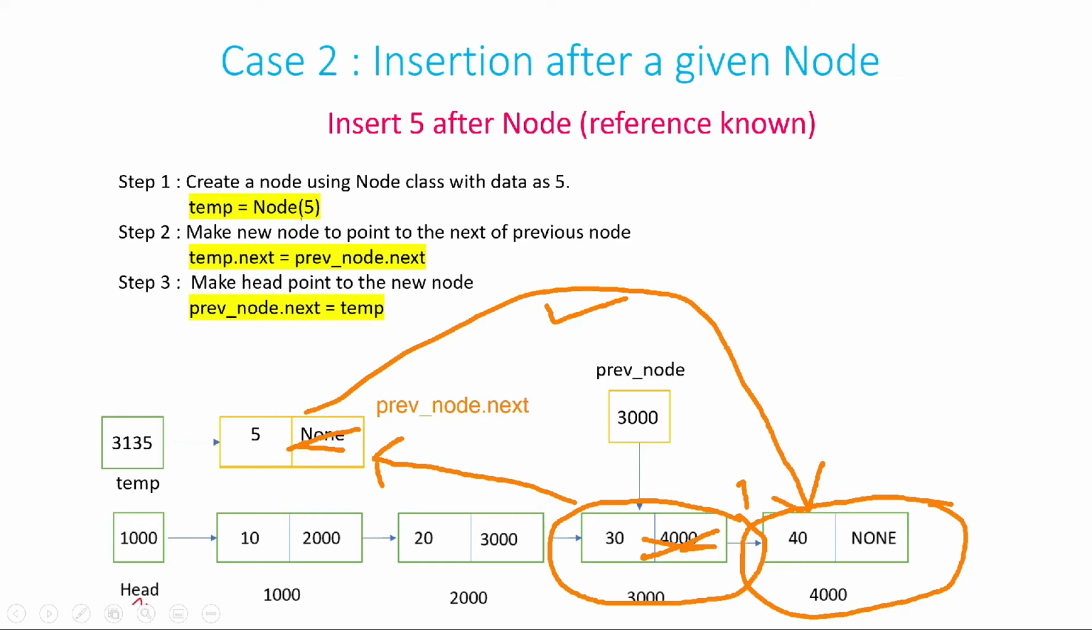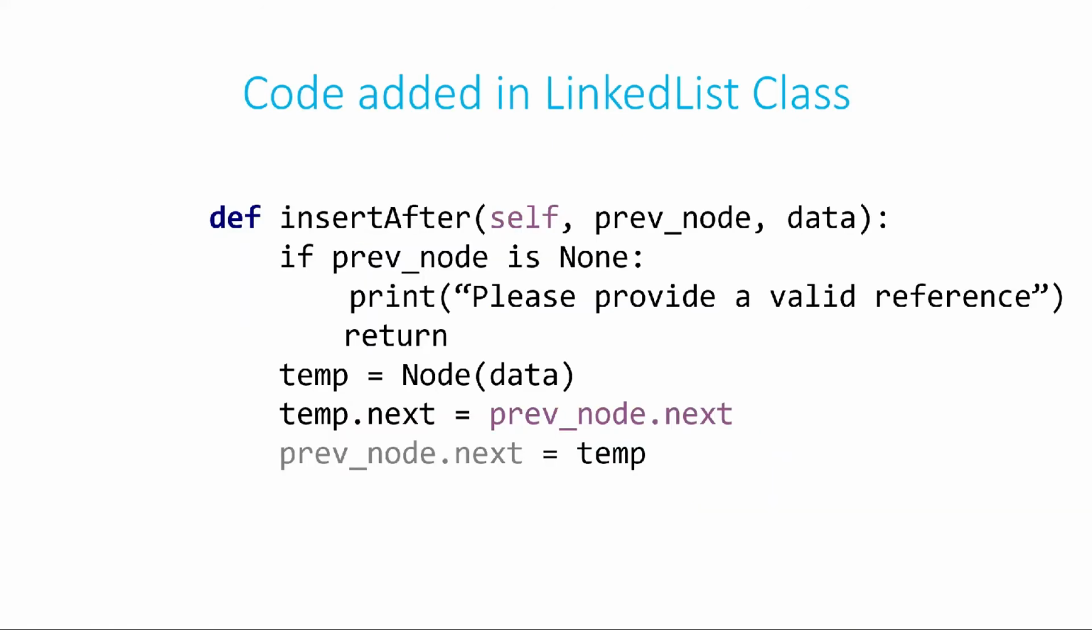Firstly, we created a new node. Then whatever is stored in privnode.next, we'll keep it in temp.next. And in the last step, privnode.next, at this position, is going to point to the temp. So this is the code added in the linked list class for the insert after method. And this is going to take two things: priv node, the reference to the previous node after which we want to insert the data, and the data itself.